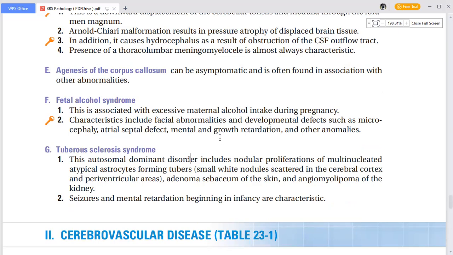Tuberous sclerosis syndrome. This is not important. They cannot ask you this. So I'm not going to talk about it.